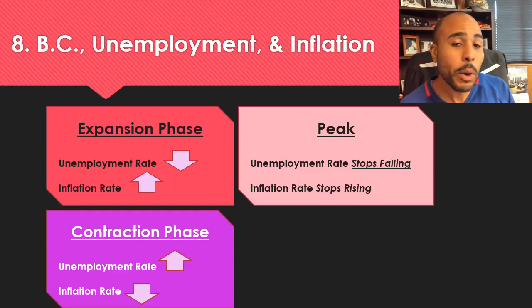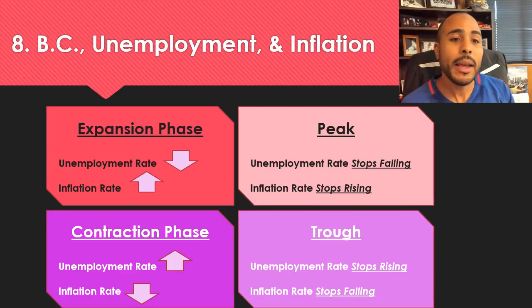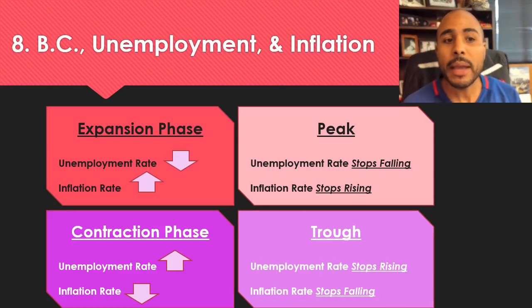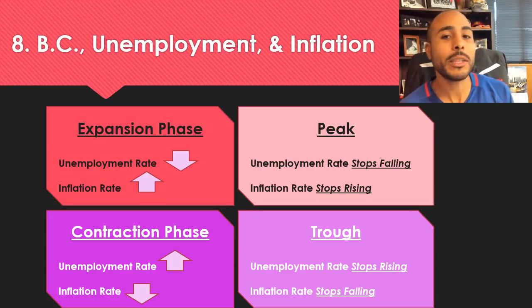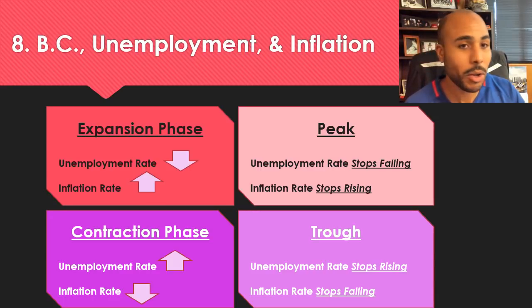Now, at some point, the unemployment rate has to stop rising and the inflation rate has to stop falling. Real GDP has to stop falling, and then we hit what's called the trough. In the trough, the unemployment rate stops rising and the inflation rate stops falling. So after the trough, we head back into an expansion phase, which could also sometimes be called a recovery.